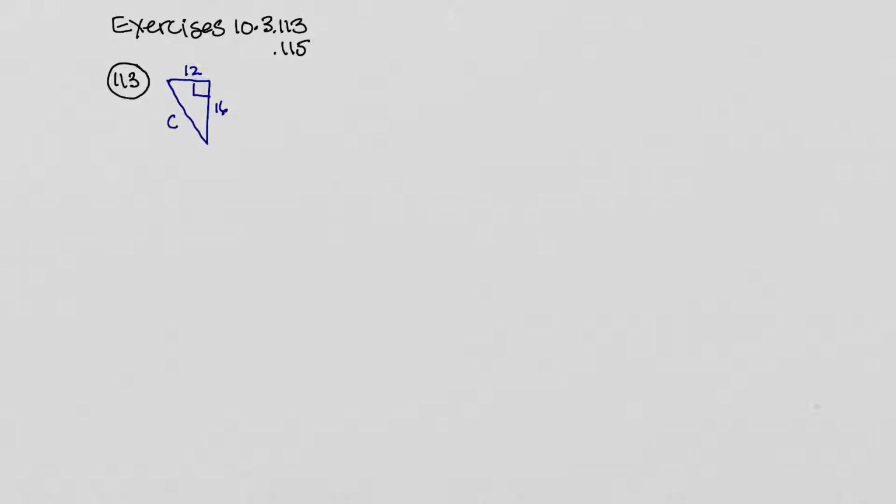In number 113, we're supposed to find this value of c. That's the hypotenuse, the length of the hypotenuse of this triangle. So it's a right triangle as noted here. So we're going to use the Pythagorean theorem.